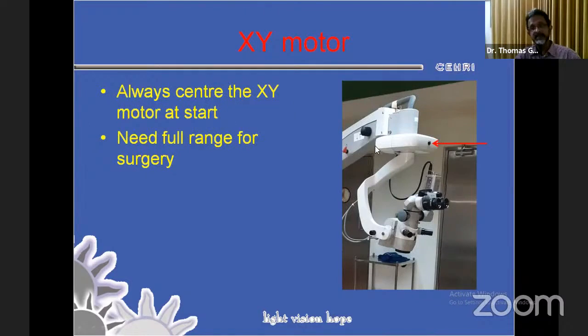Always center the XY motor. When you push the centering button, both the XY and the focus up down usually centers. Some microscopes do not have this centering, so there is a marking here, two triangles facing the apex towards the center of it. The marker should be right there in the middle of those when you start surgery, because once you started surgery, you need the full range of movement possible from the motors as you press the foot pedal.